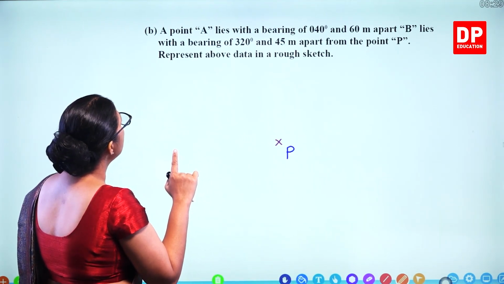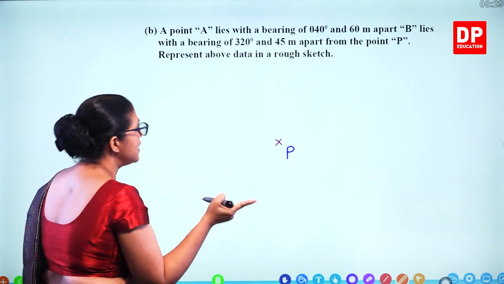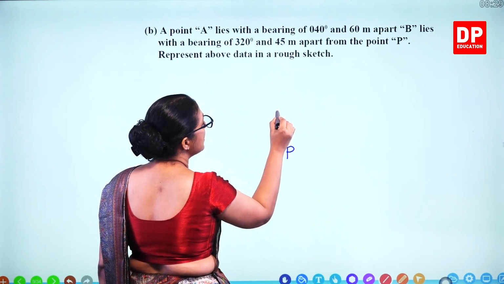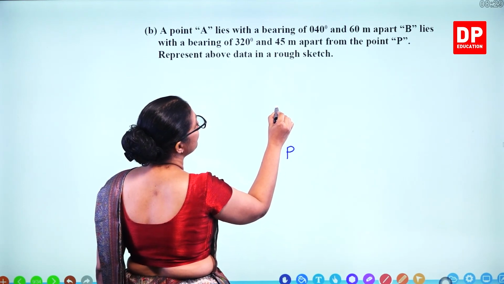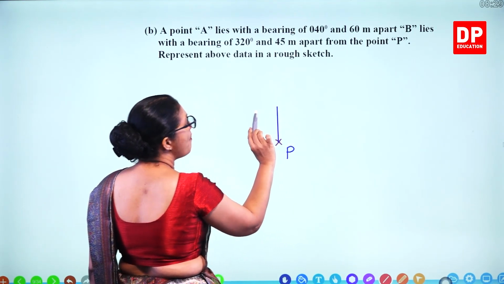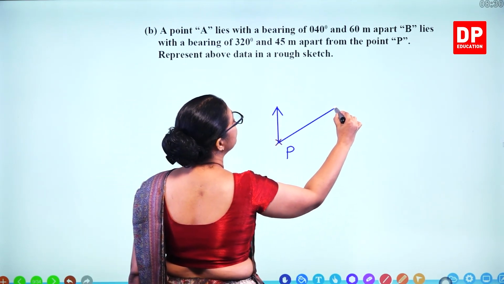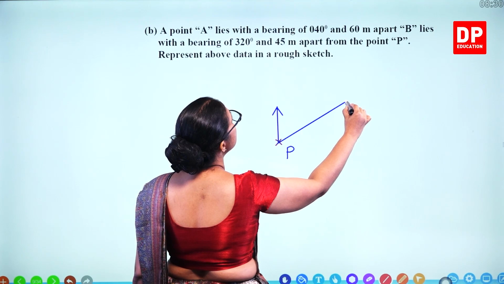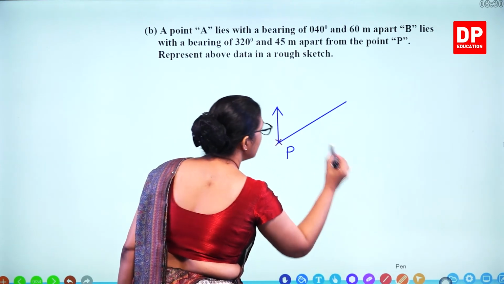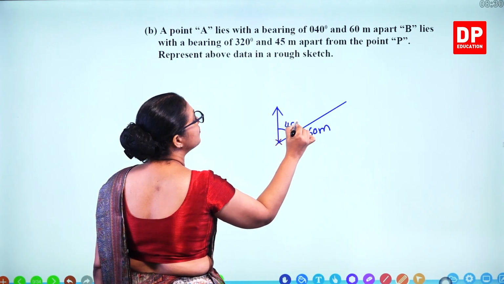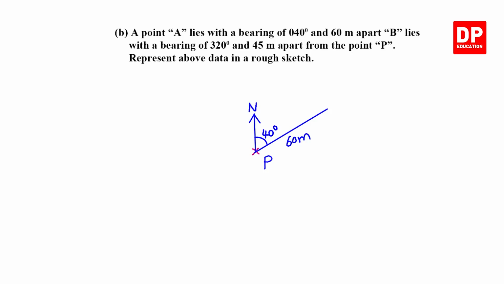To this one, A lies with a bearing of 40 degrees. So that means we have to draw the vertical line. And then from north, this is north, from north 40 degrees, that's 60 meters. So 60 meters, this is 40 degrees. And this is north and this one is A.